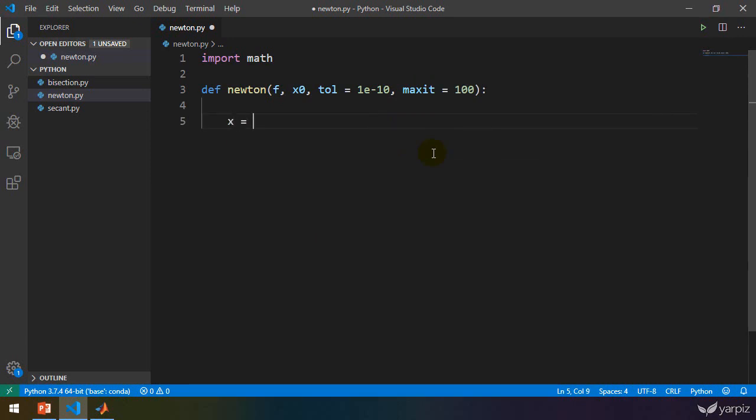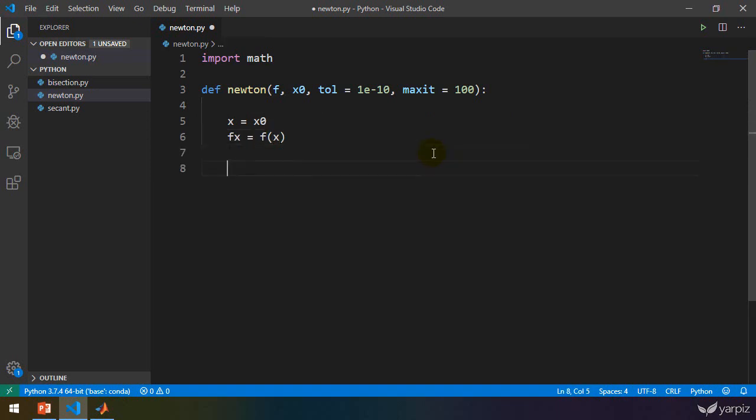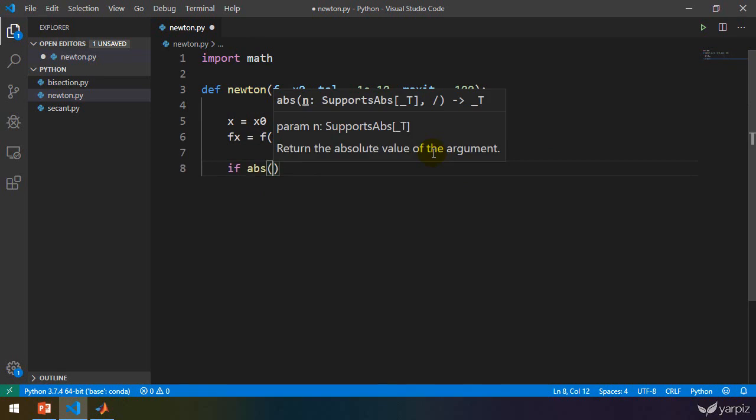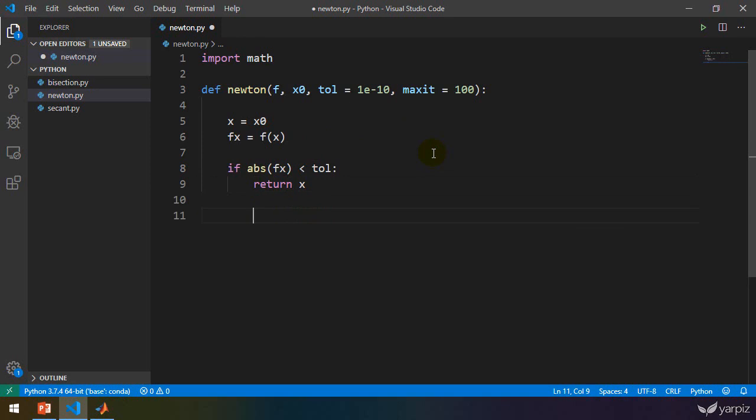Okay, let's set the current solution equal to x0, and let's evaluate this using f of x. If the absolute value of this fx is less than tolerance, then we already have an acceptable solution, so we can return x as the result. Otherwise, we enter the iteration loop of the Newton method.